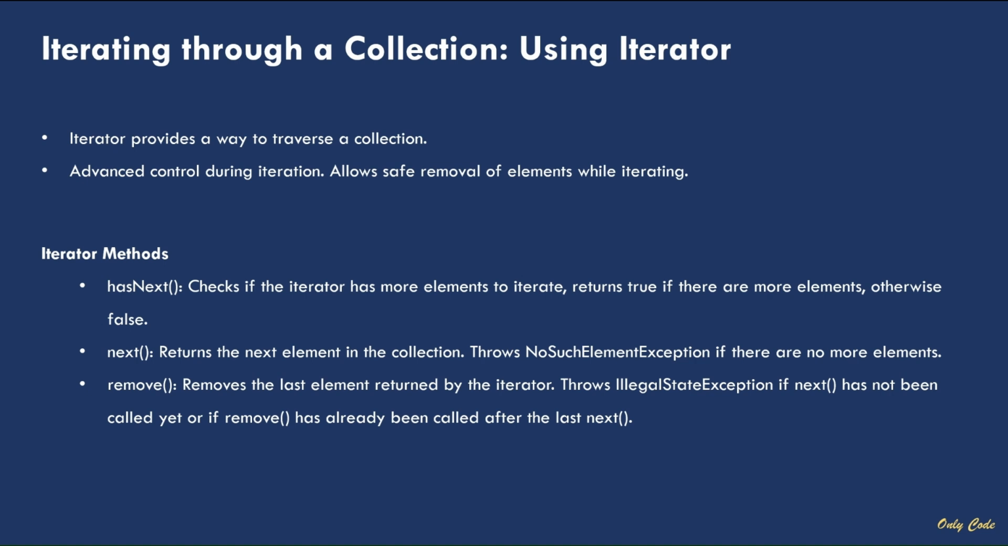Remove removes the last element returned by the iterator. However, this method can only be called after next has been called at least once, and it cannot be called twice consecutively without calling next in between. Violation of any of these cases will result in an IllegalStateException.